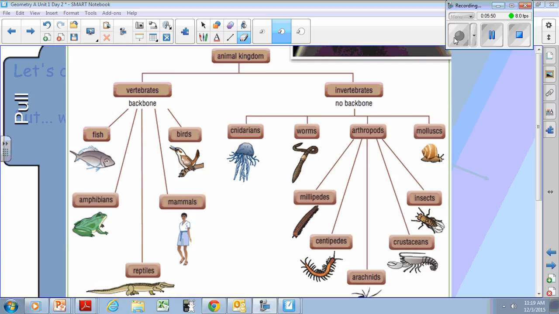Arthropods, what is in there? Millipedes, it's a video game. Centipedes is also a video game. That's what I used to play when I was younger. I don't play video games anymore.